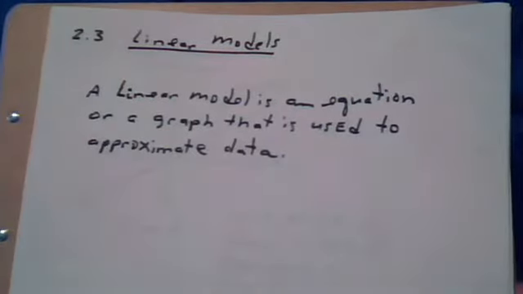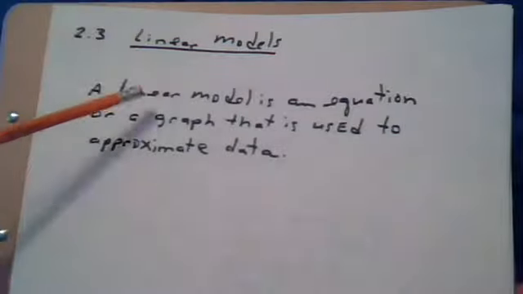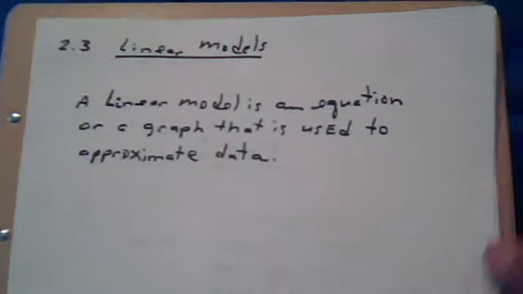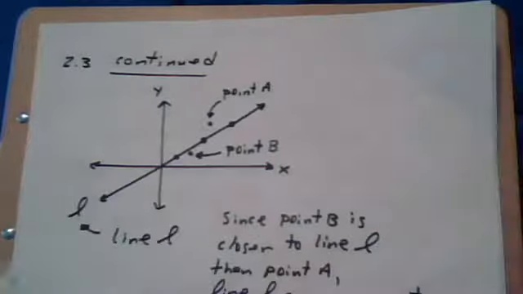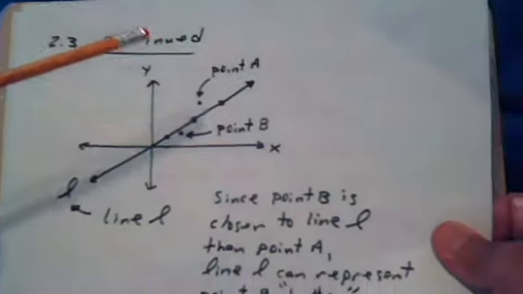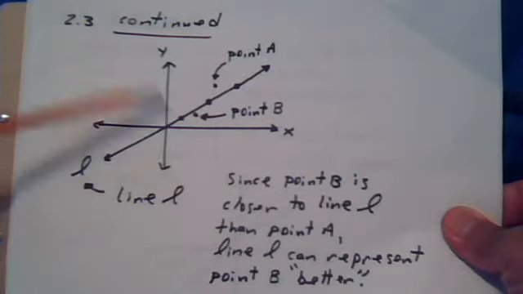Linear models. The word model implies that there was an investigation or some research done. Some data was generated, and now we would like a line to model the data. In other words, a line that will represent all the data, that will approximate all the data. Here's the line, and those points you see are the data.